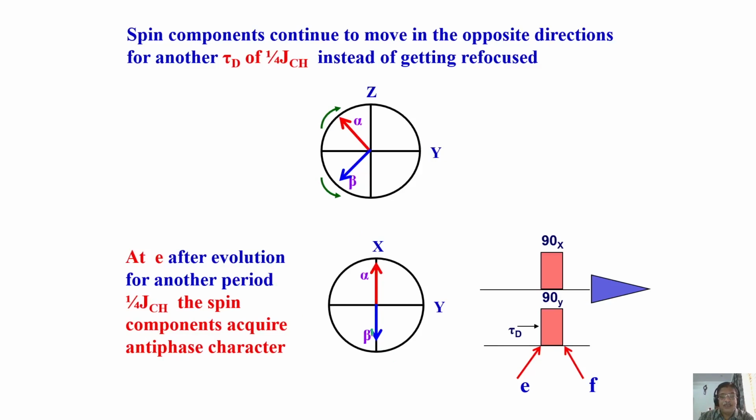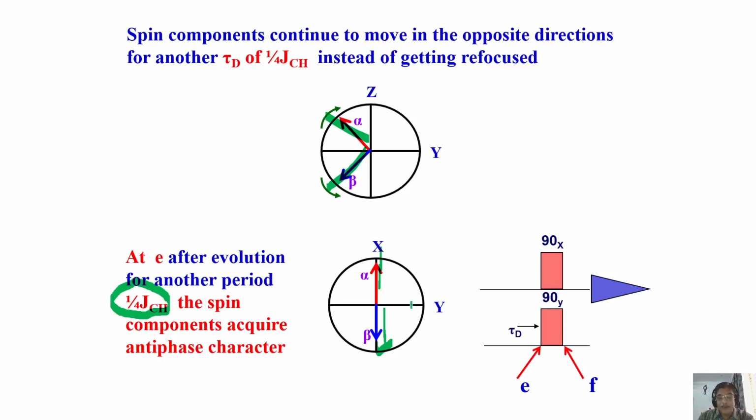After some time, you see that if you allow it to evolve for another 4 by j, the vectors which were here and here come exactly opposite. In the sense, the alpha component is along this axis and the beta component is along this axis. Exactly opposite, antiphase character. Understand? The vectors are in opposite direction. This is antiphase character now. This is at the point E, after the time delay, when 180 pulses were applied on both proton and carbon.